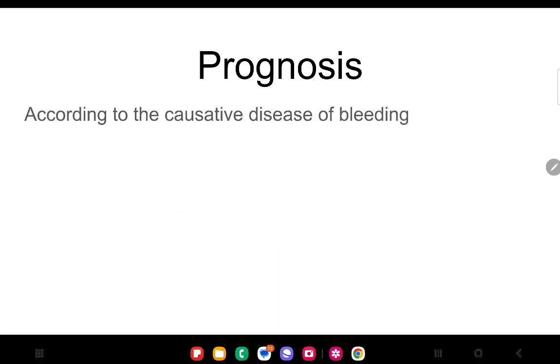The prognosis of upper GIT bleeding, as we have said, if it is not excessive, part of the major bleeding can stop spontaneously. Some of it can lead to shock, and severe bleeding can lead to other complications, and it can lead to death. So managing the acute phase is very important to make a good prognosis.